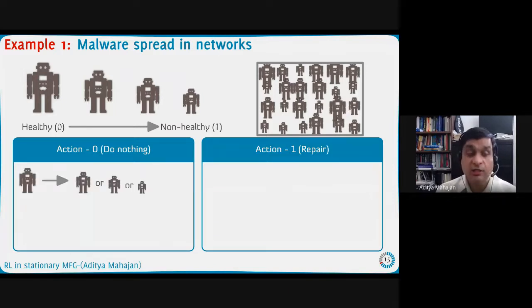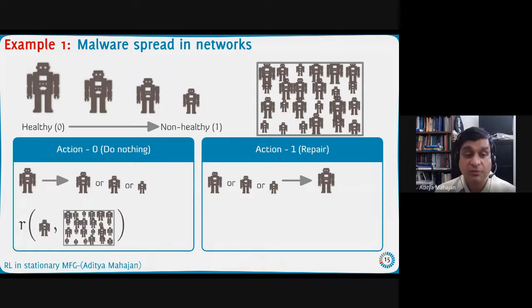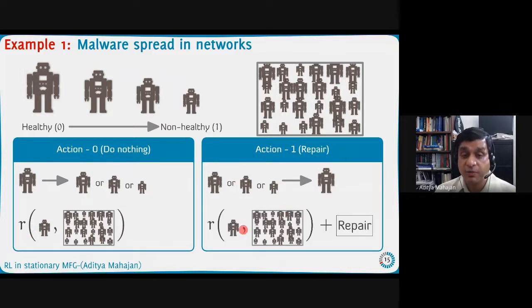If the agent does nothing, the state of the agent deteriorates over time. So if it was healthy, it starts getting less and less healthy, and which less healthy state it goes to is given according to a controlled Markov transition. If the agent takes a repair action, no matter which state it is in, it resets back to a perfectly healthy state. The per step reward in the do nothing case depends on the state of the agent and the mean field of states. And in case of taking a repair action, it's again something which depends on the state of the agent and the mean field of all states, plus there is an additional cost that the agent has to pay to take a repair action.